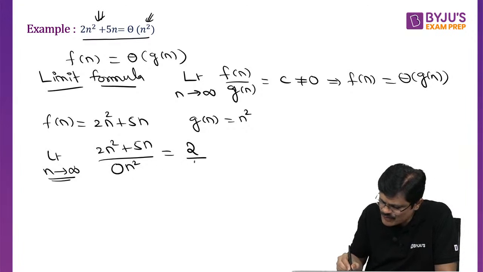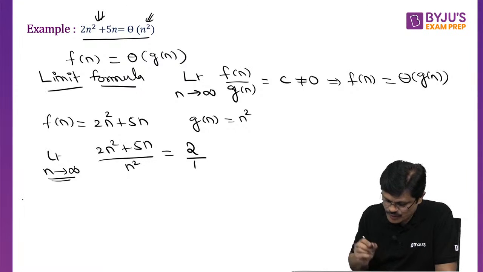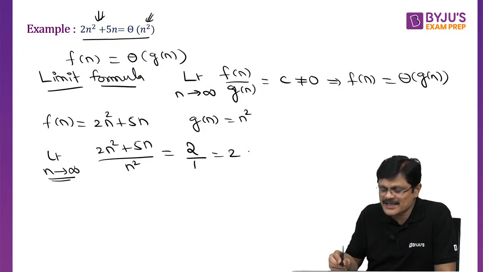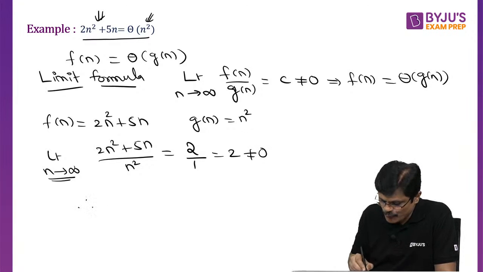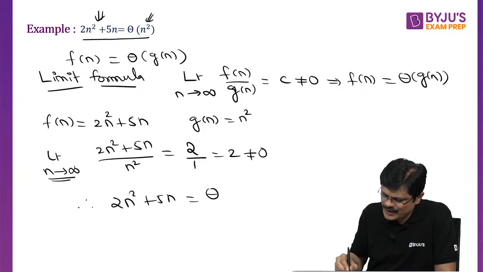What is the coefficient of this one? Don't write 0, sir. Some people take 0 there. Don't take it. So what is the limit, sir? The limit is 2, which is a non-zero finite quantity. Therefore, I can clearly say that 2n square plus 5n is big theta of n square.